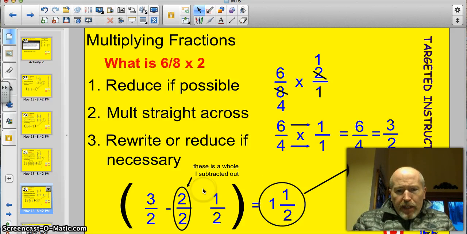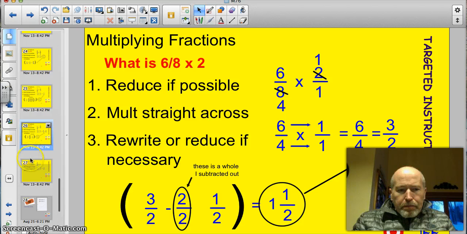But then I still got to make it into a mixed number, because that's an improper fraction. So here's 3 halves. I take out 1 whole, 2 over 2. I've still got 1 left, because 3 minus 2 is 1. So I've got 1 whole right there, and then 1 half remaining. You okay? All right. Try this one.